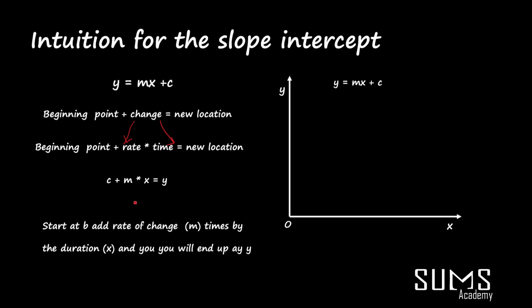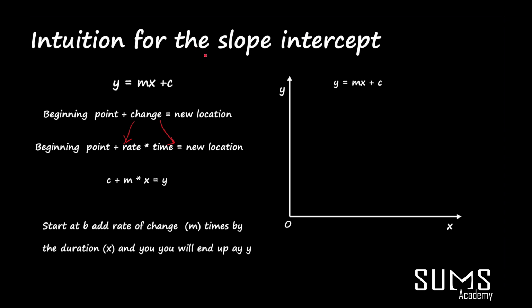Breaking this down again, we've got our c, which is what we're going to call our new location. We've got our m, which is our rate, and then we've got x, which is time, and then we're going to have our y, which is the beginning point. No, sorry. C will be the beginning point, y will be the new location.